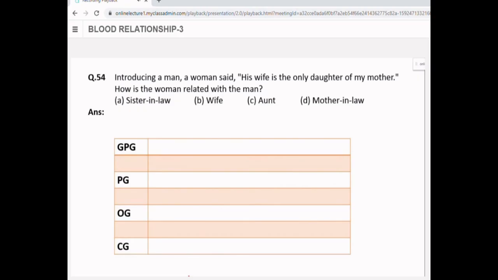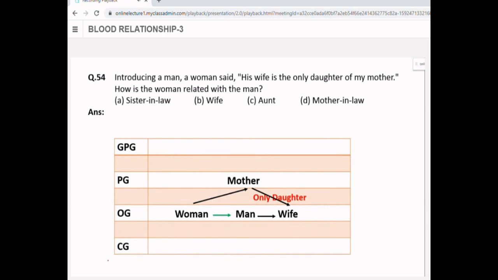A little bit tough one. See how I'm solving it. Introducing a man, the woman said, so that green arrow I've said introduce. Introducing a man, the woman said, his wife, means that man's wife, is the only daughter of my mother. Man's wife is the only daughter of my mother, that woman's mother. So that means that wife and this woman here, they are sisters.